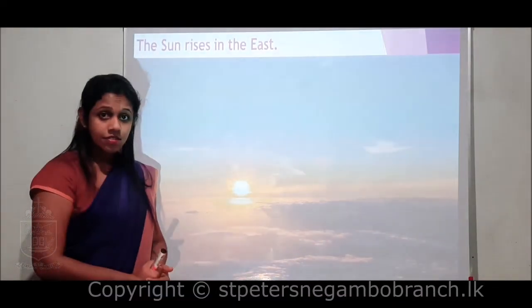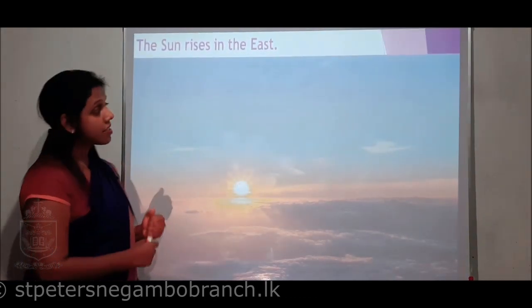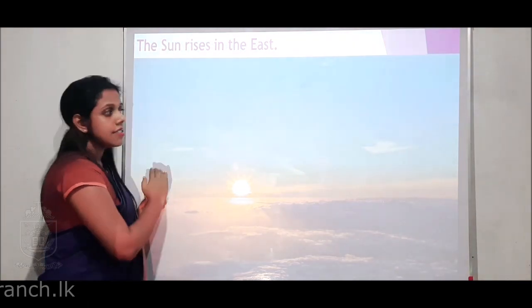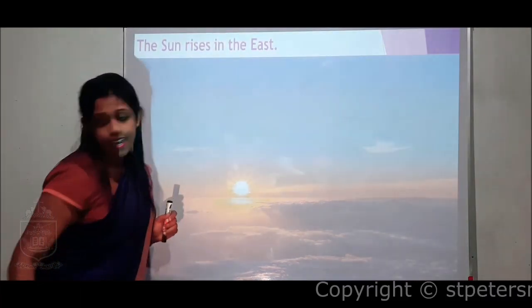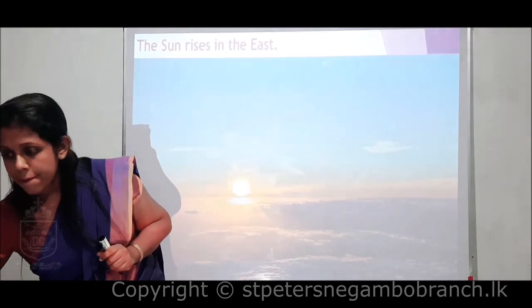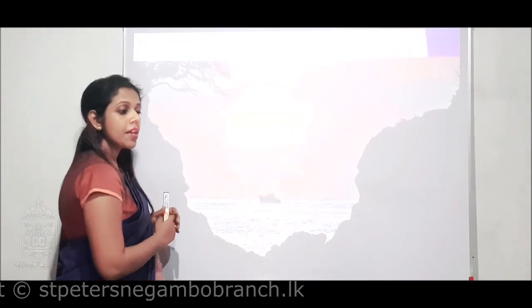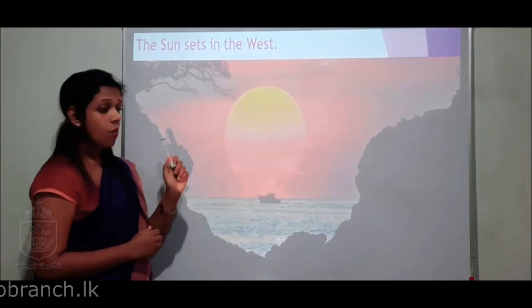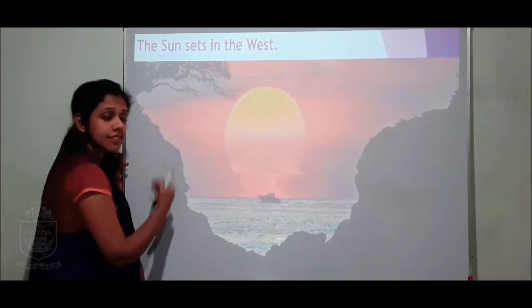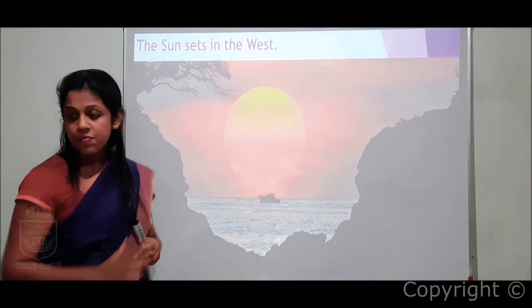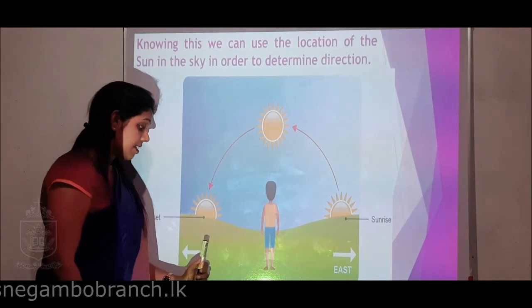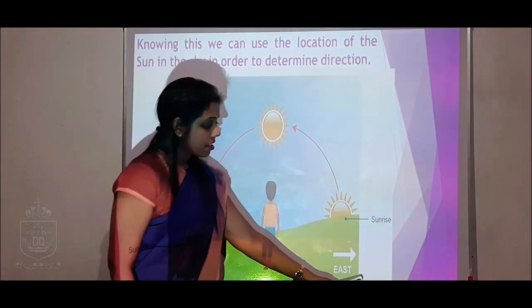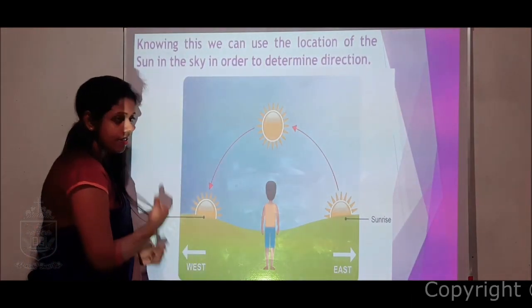Can you see this picture, children? Yes. The direction from which the sun rises is known as east. This is a fixed direction. The sun always rises in the east direction. So the next slide. Now just opposite to the east we have the west, and the sun sets in this direction, that is west. So as I told you earlier, the sun rises in the east direction and the sun sets in the west direction. So just opposite to the east we have the west direction.